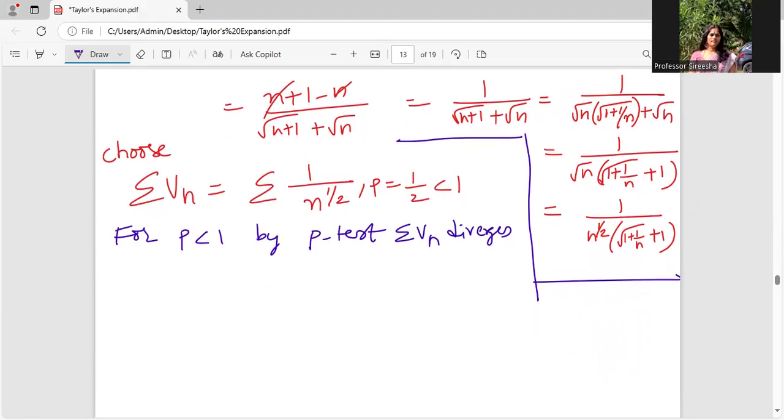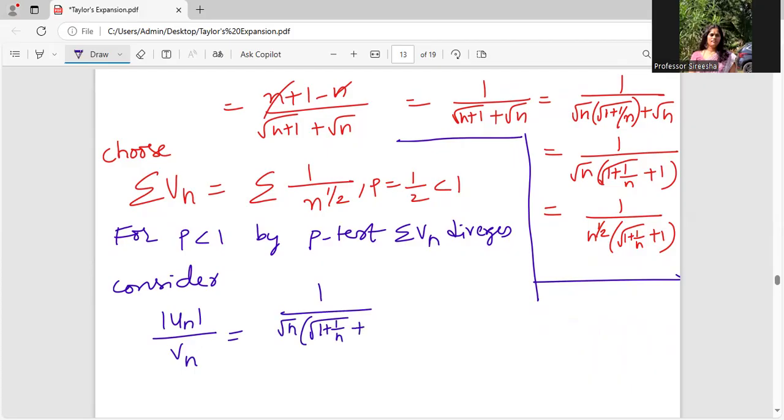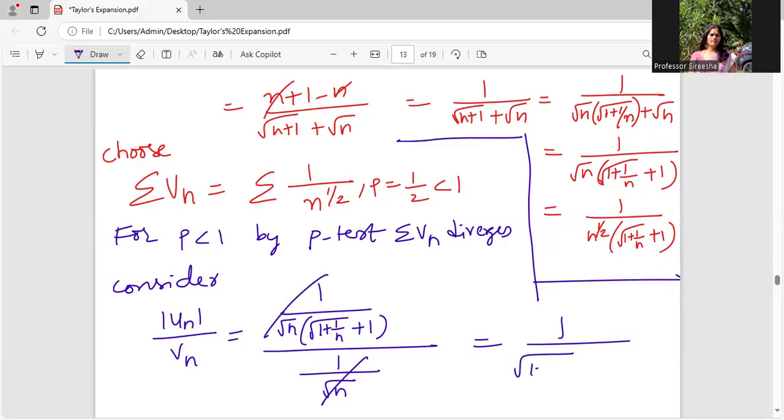with which I will get the information about summation mod un as well. Now, next I will consider the ratio, because for applying the comparison test I'll need the ratio between the nth term of un and the nth term of vn. The nth term of un is 1 by root n times root of 1 plus 1 by n, plus 1, and vn is 1 by n power 1 by 2, or root n. 1 by root n gets cancelled off. 1 by root of 1 plus 1 by n, plus 1 is what I will have.